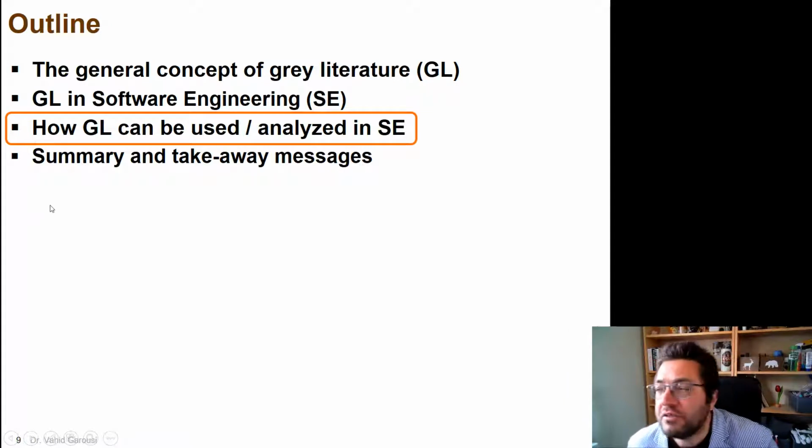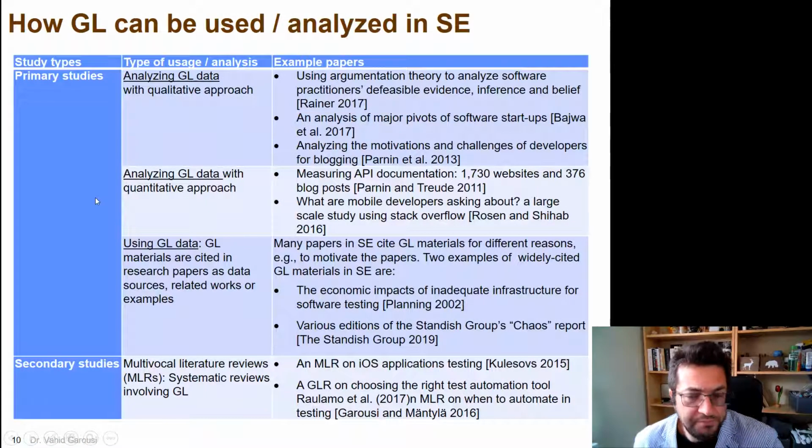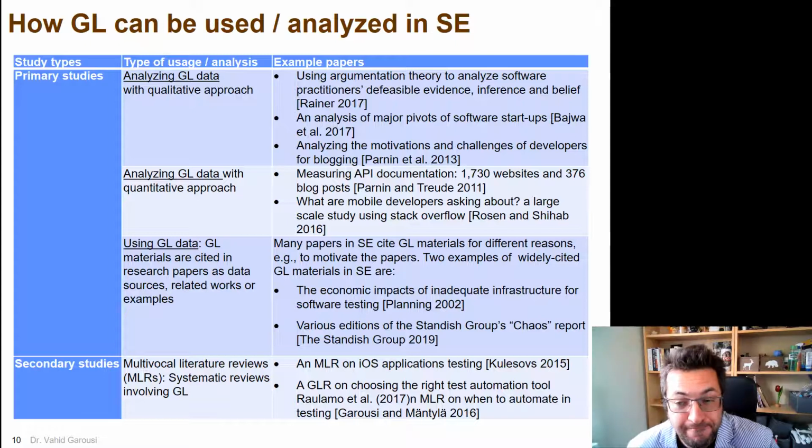How can GL be utilized in software engineering research? We think this can be done in a number of ways, and of course, many works have already been done in these categories, but we just try to formalize and categorize the type of usage and benefit in software engineering research. So in terms of study types, we can look at primary studies and secondary studies, which are studies of studies. In terms of usage, a primary study can analyze GL data with quantitative or qualitative approaches. Some example papers are provided here.